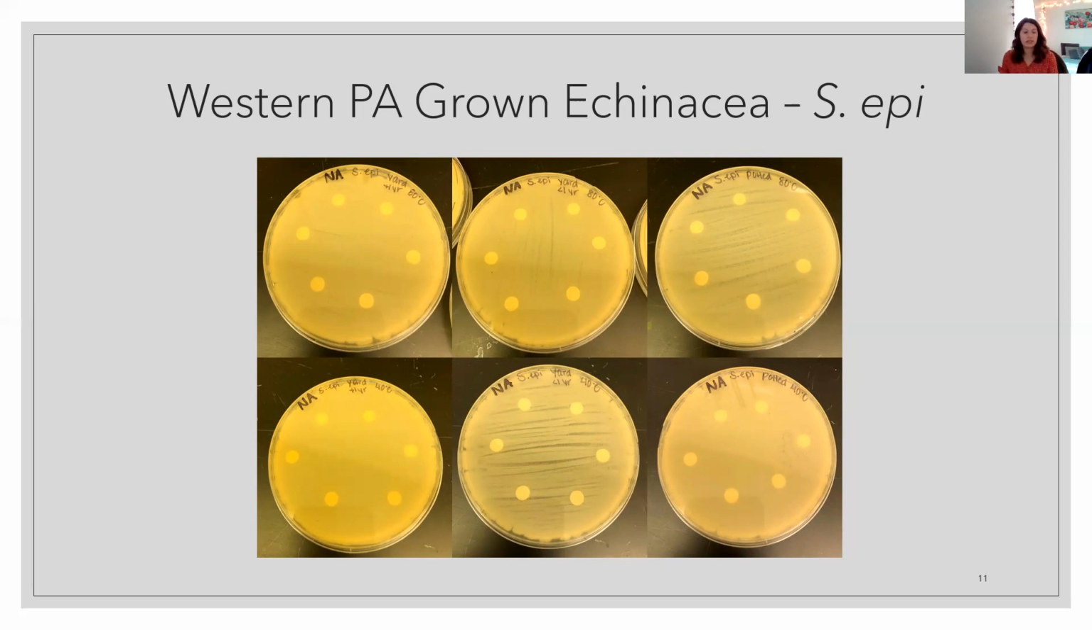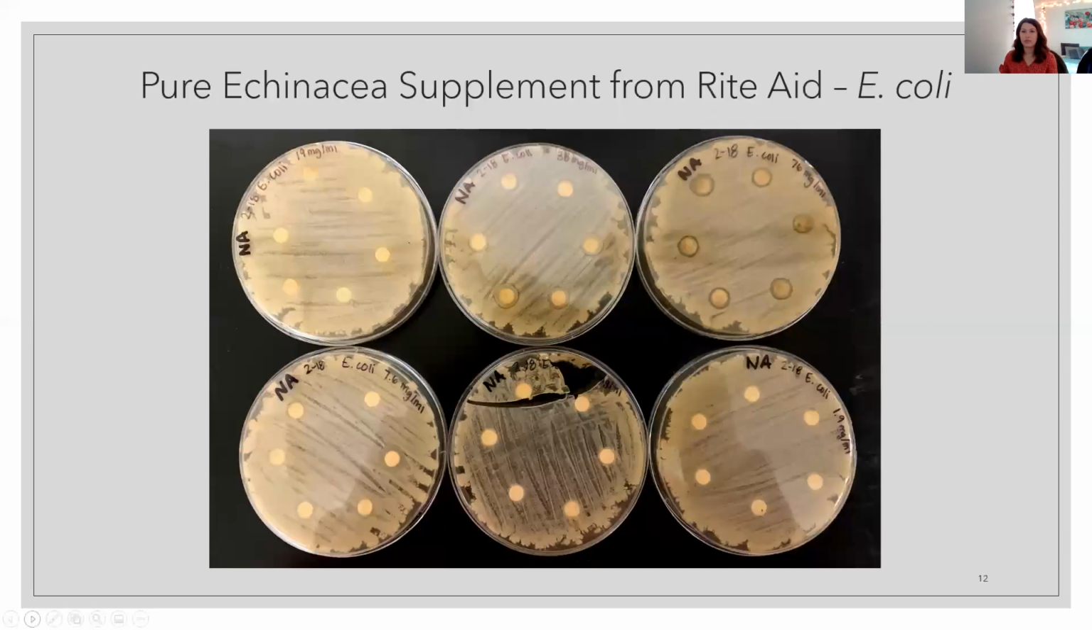And so this further confirms the idea that E. coli is a bacteria that lives in the gut, whereas Staph epi does not. So that further confirms the idea that the immune system is being strengthened.